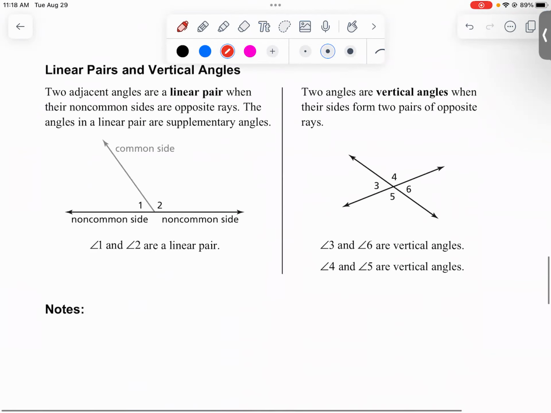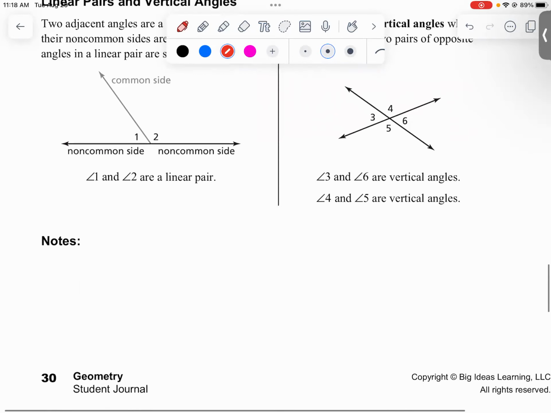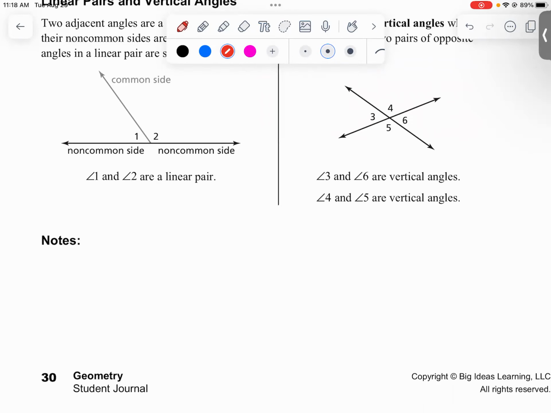Now, here's a picture of a linear pair. They're adjacent and it forms a line, linear pair, okay? And then here we have a nice, beautiful picture of our vertical angles. Now, down below, I'm gonna have you draw this picture with me.